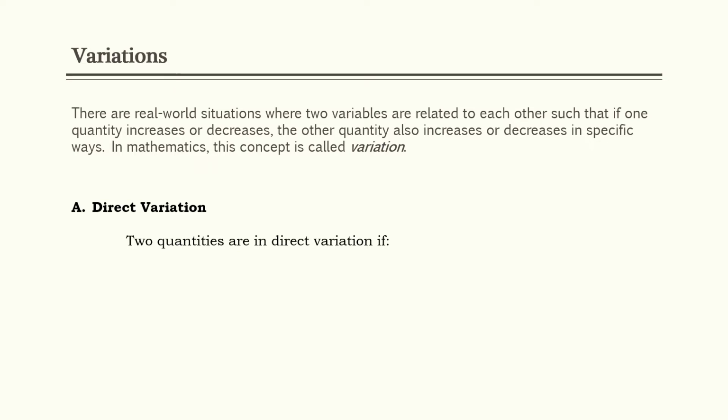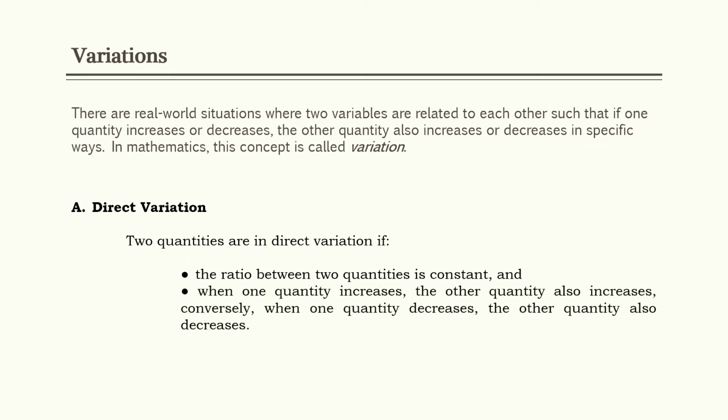Two quantities are in direct variation if first, the ratio between the two quantities is constant. So, ang ratio ng dalawang quantity constant siya. This is very important, so take note of this. May bagay na constant yung dalawa. Second, when one quantity increases, the other quantity also increases. So, this kind of variation is tinatawag na direct variation.